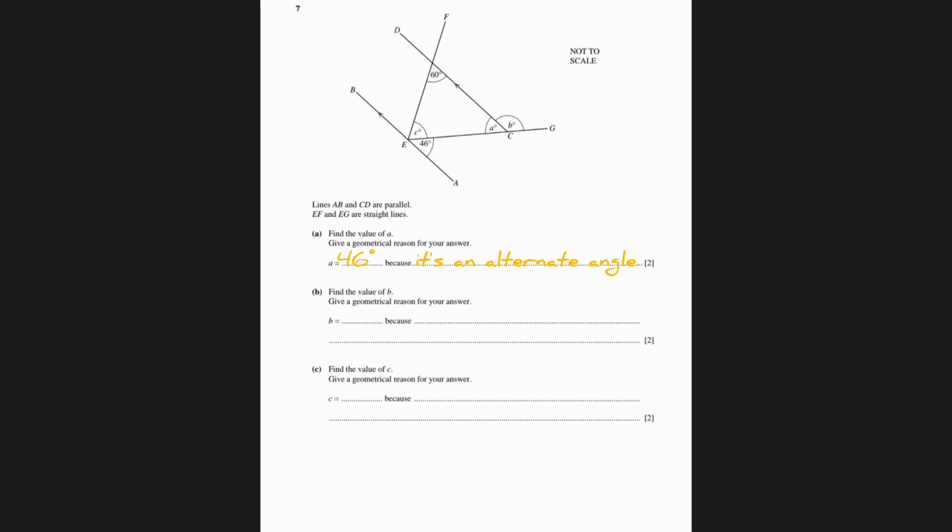Is it still the same? Are you sure? Is it still 46? No, angle B is not 46. It can't be. What is our angle B there? It's 134 degrees. How did you find your 134?